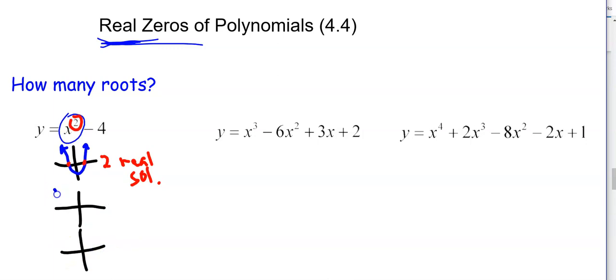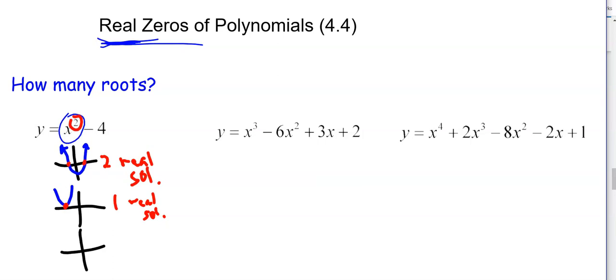One possibility is maybe the graph does this and touches only in one point. Technically, even that, we say one real solution, but technically it's a double root. It's the same solution twice. x equals -3, x equals -3. We don't be redundant like that, so we just say one solution. But even that technically is two solutions. It's the same solution twice.